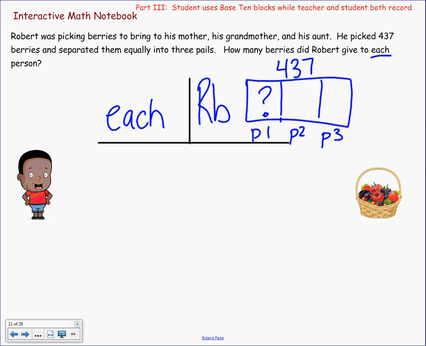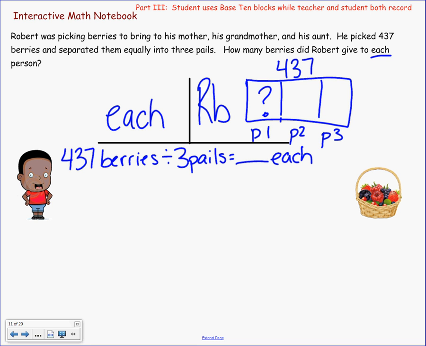Okay, so we write our number sentence, 437 berries divided by 3 pails equals how many in each.